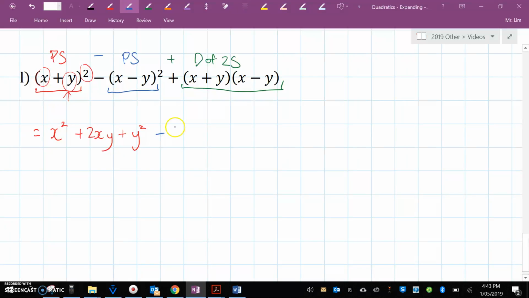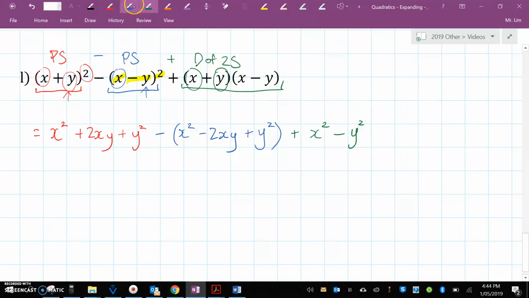Then we need to minus. Because we're minusing more than one thing, we need to put in brackets. So, square the first term, multiply x, minus y, and 2. X times minus y is minus xy, times 2 is minus 2xy. Square the second term is plus y squared. Difference of two squares. Square the first term, put a minus sign, square the second term.